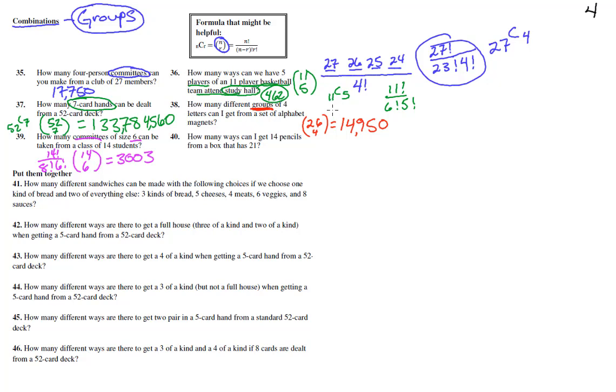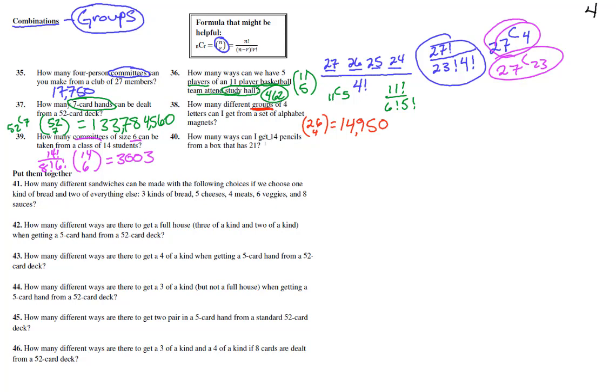And at first that's surprising until you realize that picking a 4-person committee from 27 members is the same way as picking 23 non-committee members. So 27 choose 4 and 27 choose 23 have to be the exact same number, because the way you can pick committees of 4 is the same as picking a committee of 23 or a non-committee of 23.